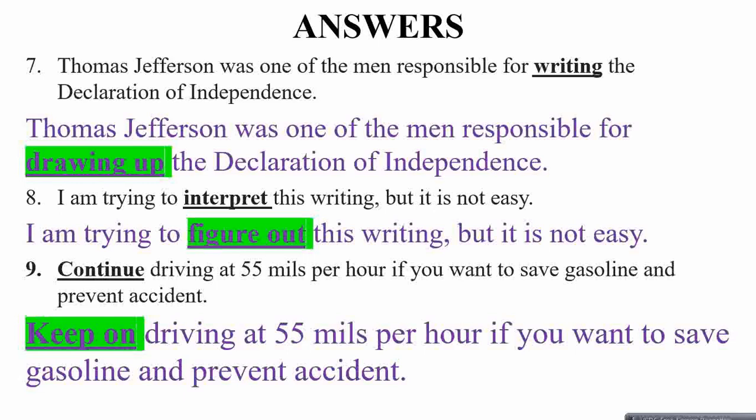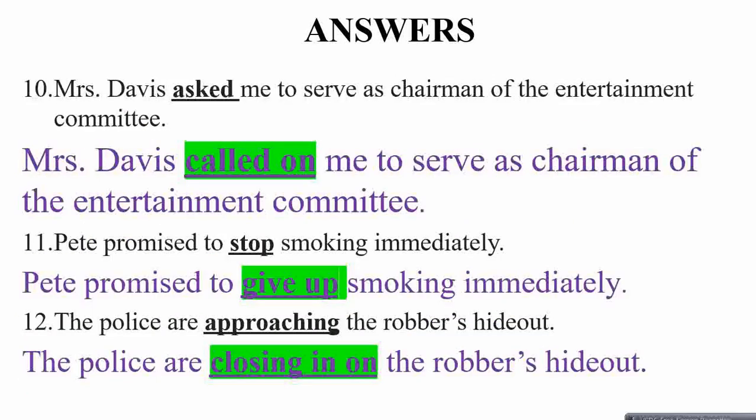Then comes question 9. Continue driving at 55 miles per hour if you want to save gasoline and prevent accident. The answer is keep on driving at 55 miles per hour if you want to save gasoline and prevent accident. Question 10. Mrs. Davis asked me to serve as chairman of the entertainment committee. The answer is Mrs. Davis called on me to serve as chairman of the entertainment committee.